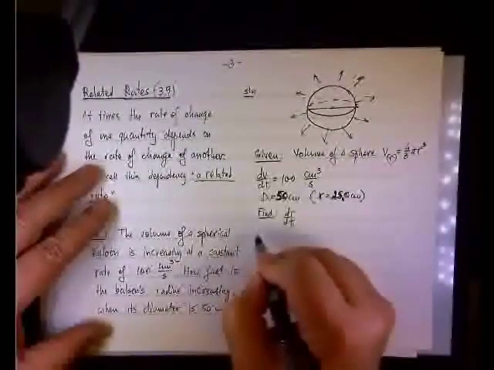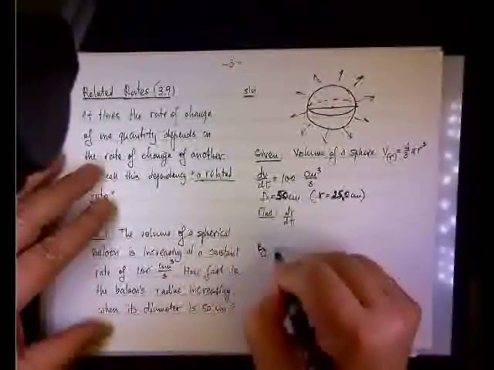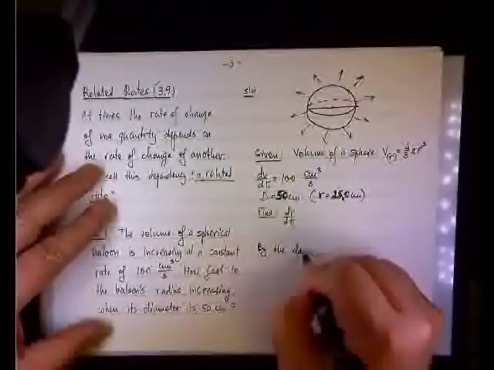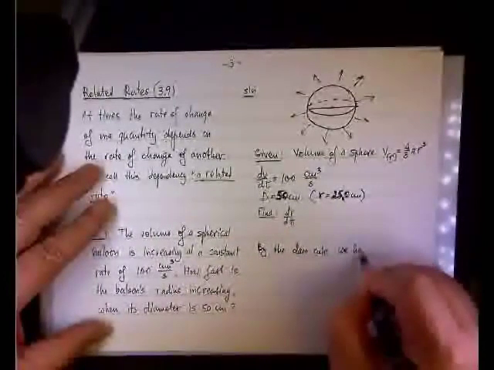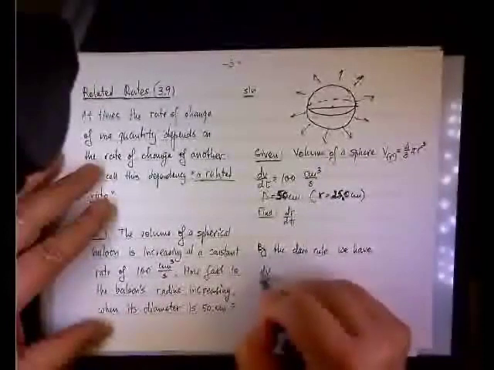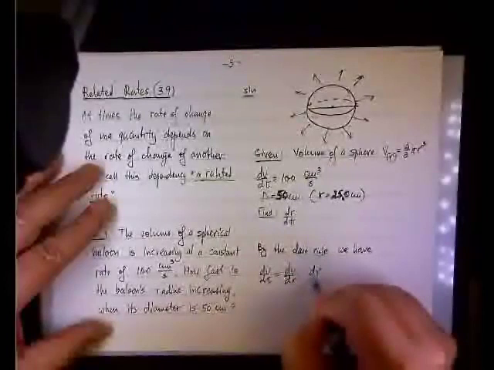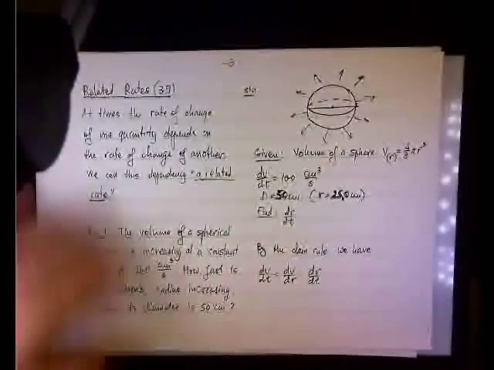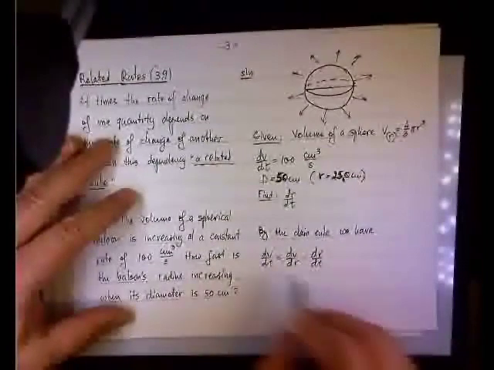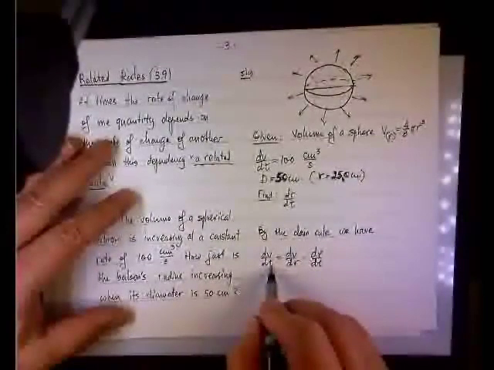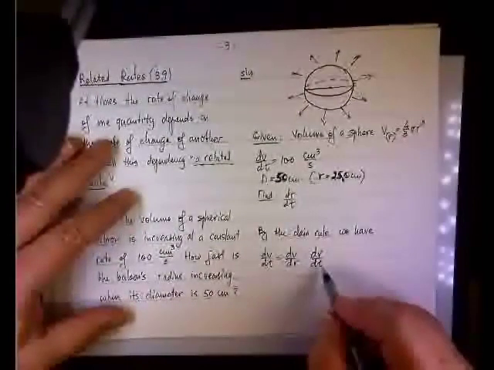Well, first of all, by the chain rule, we have the following. dV/dt will be dV/dr times dr/dt. Now look at this expression. We know dV/dt, we know dV/dr from the function, and we don't know dr/dt.